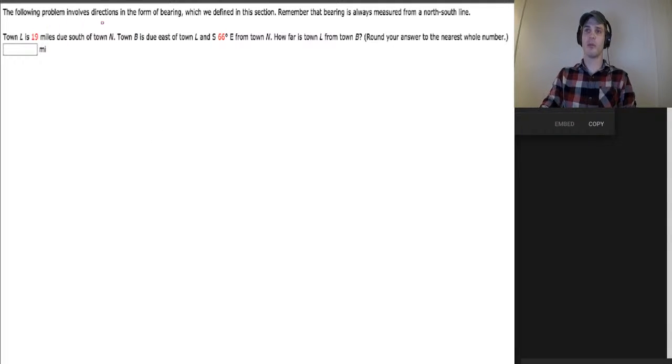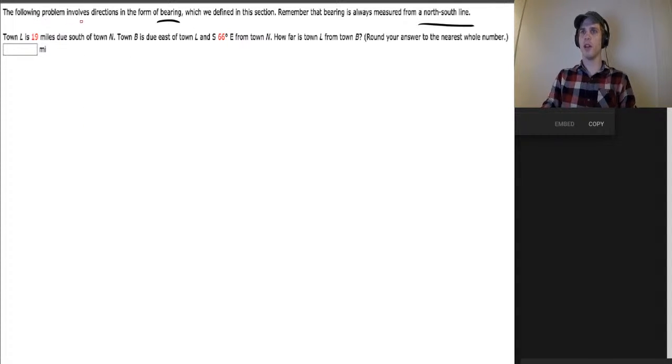So what do we have? The following problem involves directions in the form of bearing, which is what we discussed in the last problem. That's that method of direction giving, which we defined in this section. Remember that bearing is always measured from the north-south line. So this is an example of use the test to take the test, and I think that's how I figured out what they meant when I did it earlier today before the stream crashed and it didn't work. So that was a bummer.